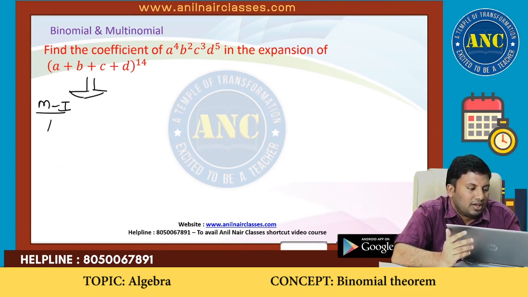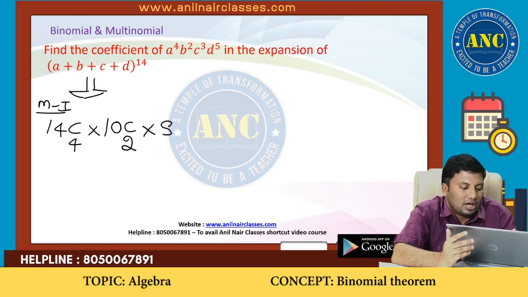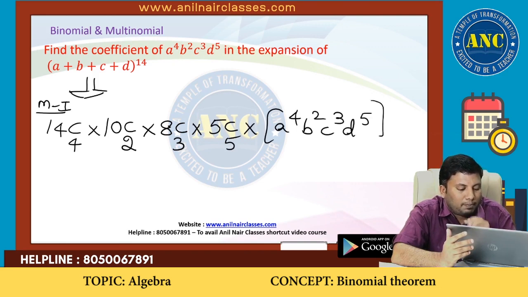This is method 1. Out of 14, I selected 4. Remaining 10, I selected 2. How am I selecting? Depending upon the powers. Out of 8, I am selecting 3. Out of 5, I am selecting 5. Remaining is a power 4, b square, c power 3, d power 5.